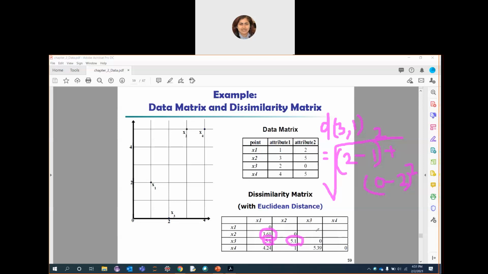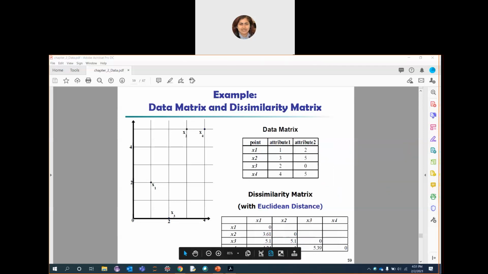Yes, the order matters. You can refer to the example and try to calculate on your own also.